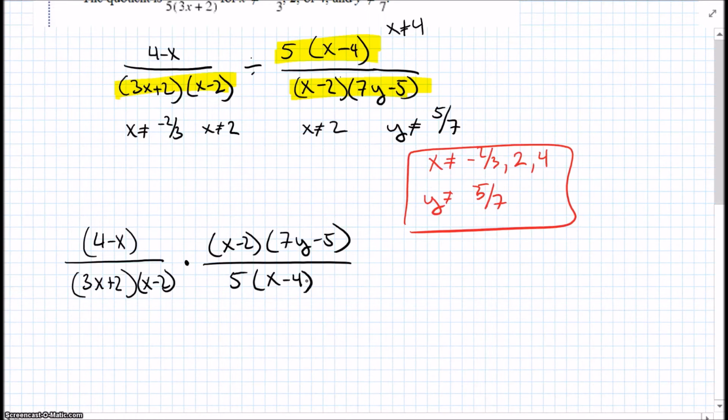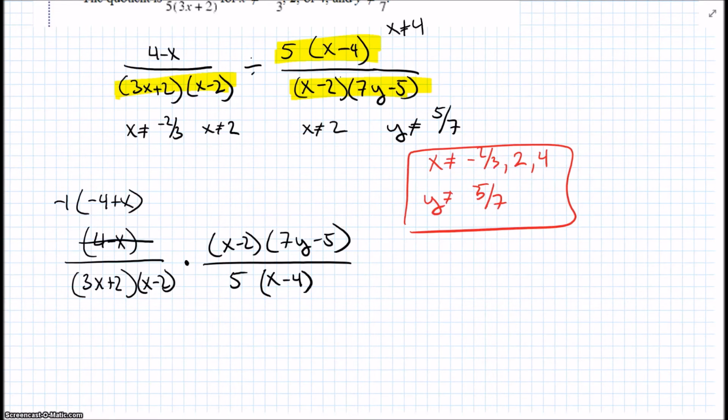Now let's just see what we can slash and burn. Well, what do you notice about the 4 minus x and the x minus 4? They're really the same thing if I can factor out something. What can I factor out of either of them to make it right? Well, let's look at 4 minus x. If I factor out a negative 1, I could rewrite this as negative 4 plus x. And what is negative 4 plus x? Well, it's the same thing as x minus 4.